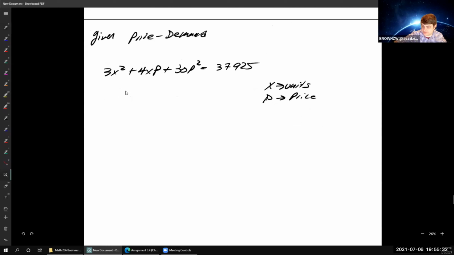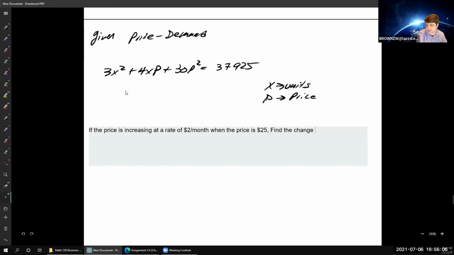Okay, a lot of text I'm about to throw at you. Let me type this up. Okay, if the price is increasing at a rate of $2 a month, and the price is $25. Find the change in demand at 65 units sold.